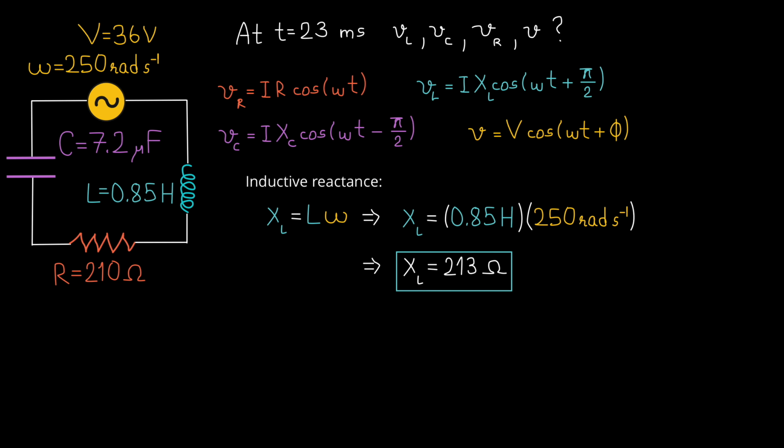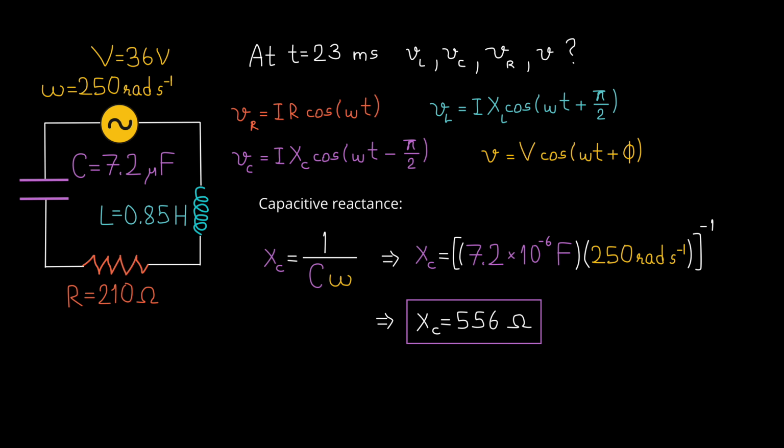The formula for inductive reactance is L times omega, the inductance times the angular frequency. We just plug in the numbers and calculate. Because this is an intermediate calculation, I'm keeping three significant figures. X sub L, the inductive reactance, is equal to 213 ohms. Similarly, we calculate the capacitive reactance. X sub C is equal to 1 over C times omega. C is the capacitance. Omega is the angular frequency. Keeping three significant figures, we get 556 ohms.